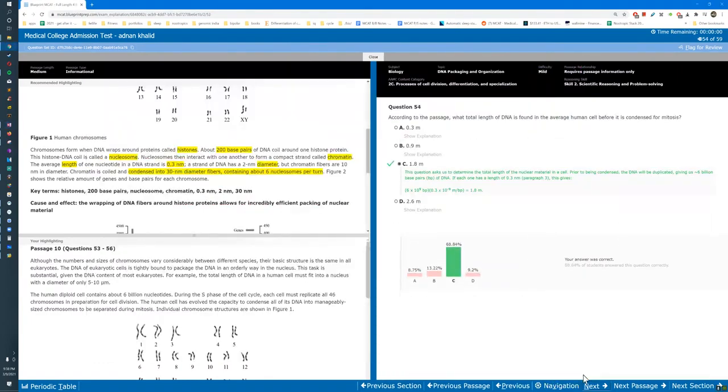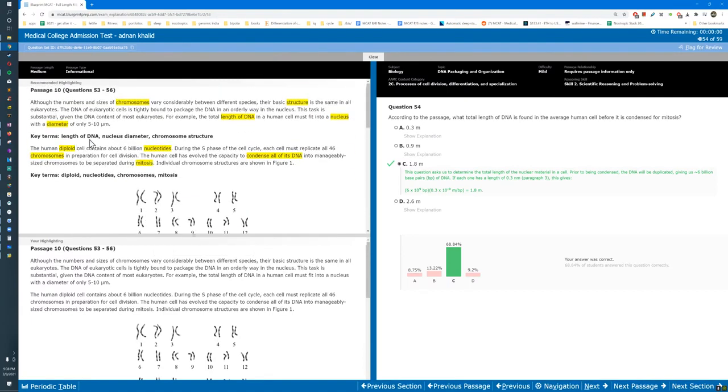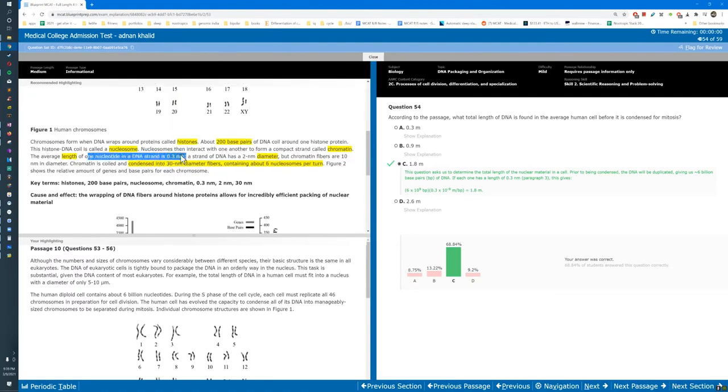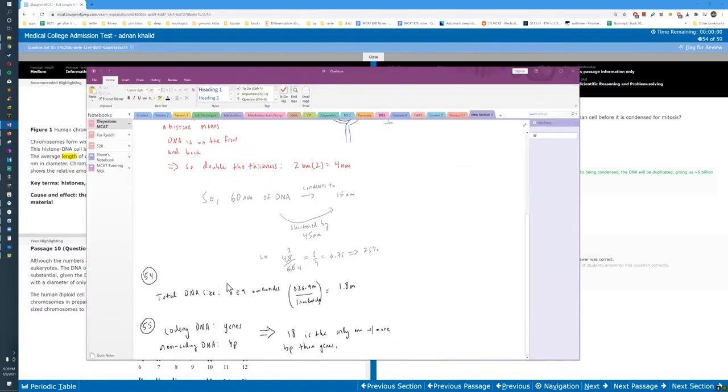So tricky. Okay, this one, total length of DNA. We know here 6 billion nucleotides. We know a nucleotide is 0.3 nanometers. So total DNA size, 6 billion nucleotides, one nucleotide 0.3 nanometers, which is 0.3 times 10 to the negative 9 meters. Just multiply that, 1.8 meters. There you go.